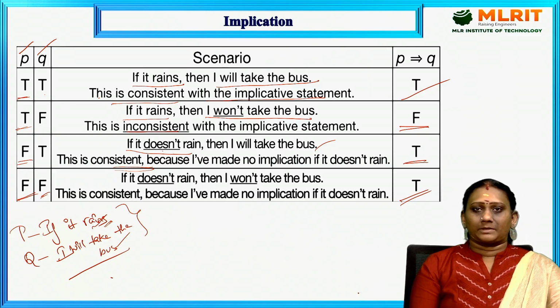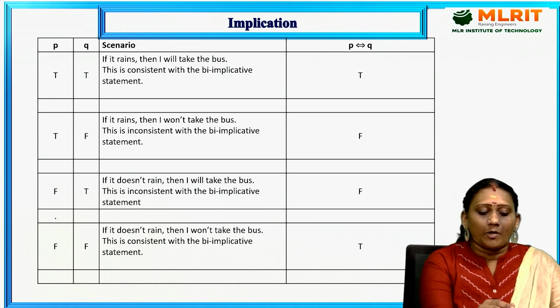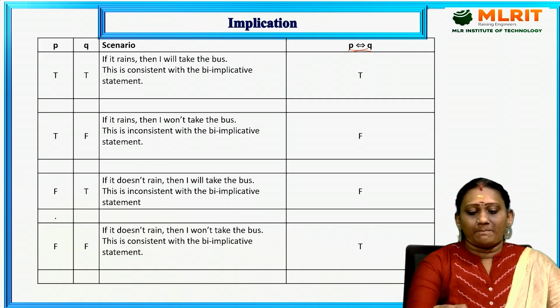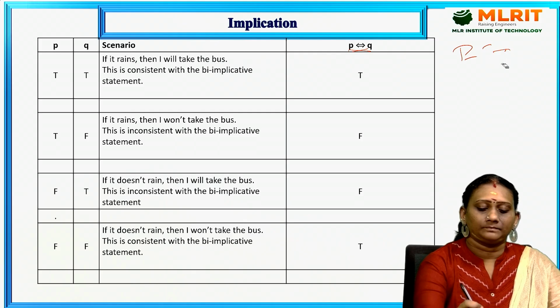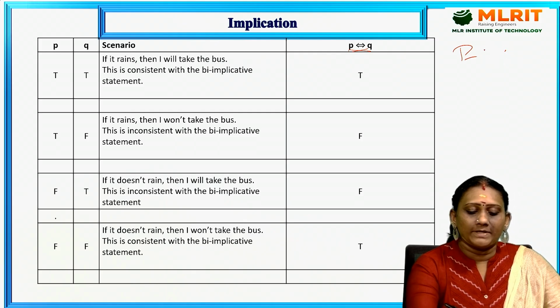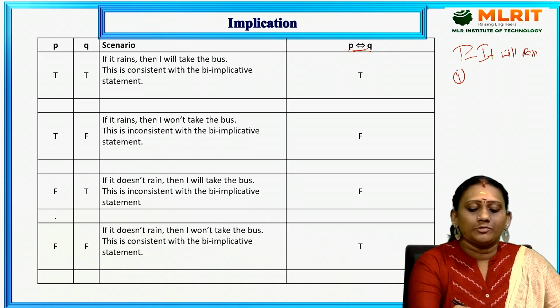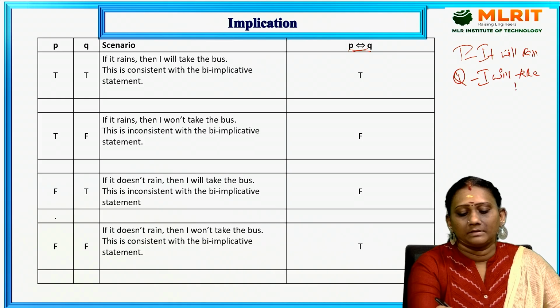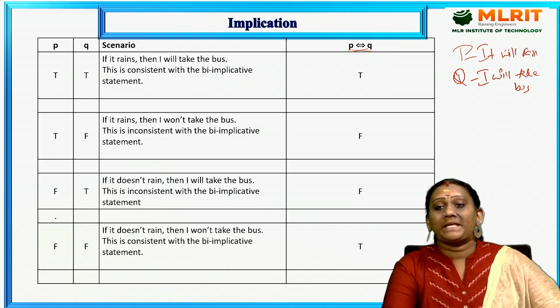Coming to the next one, bi-implication. So what is that particular bi-implication going to look like? I already told that P bi-implies Q. My P statement is, if it will rain, and my Q statement here is, I will take the bus. Upon this, I am trying to apply bi-implication now.